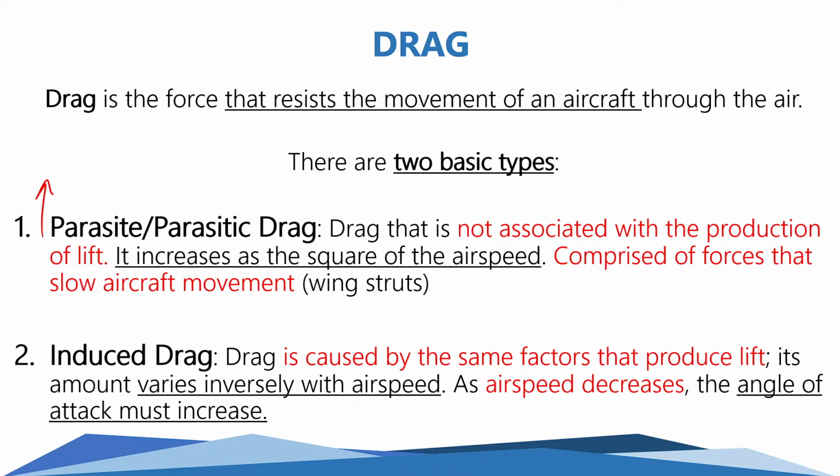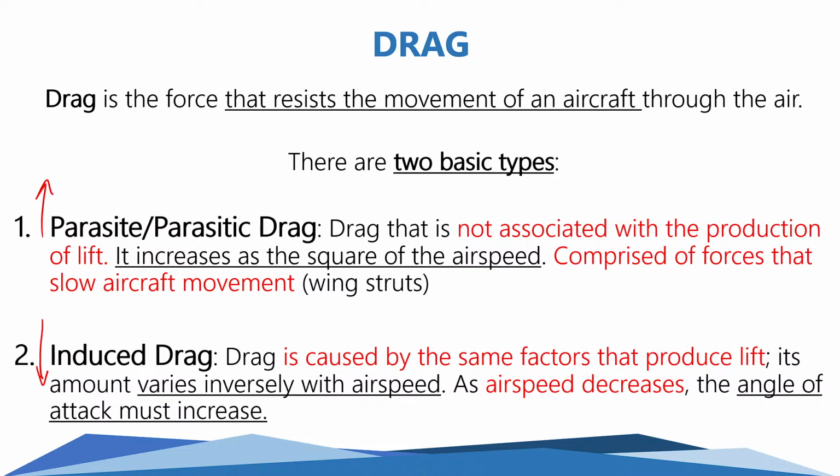Number two is induced drag. So induced drag is actually highest at slowest airspeeds, and the faster that you go, the induced drag actually decreases. And it's caused by the same factors that produce lift. Amount varies inversely with airspeed. So as airspeed decreases, the angle of attack must be increased. Meaning we actually have to increase pulling back on your yoke to basically keep that airplane at the same altitude.